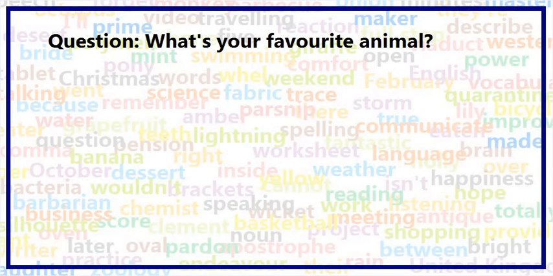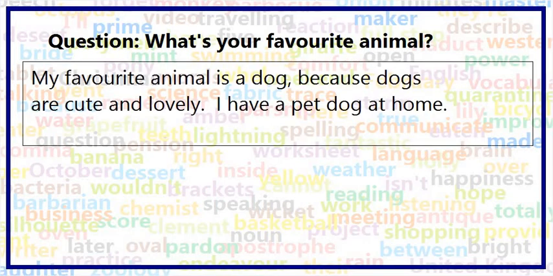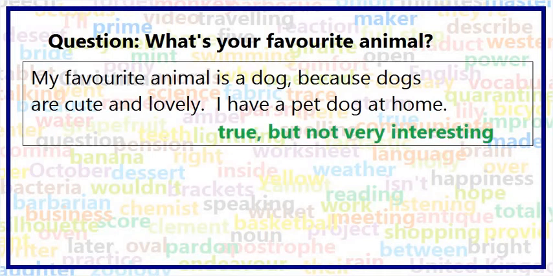Let's look at this question as an example. What's your favourite animal? You might be tempted to say, my favourite animal is a dog, because dogs are cute and lovely. I have a pet dog at home. Now, while this answer is okay, it's not very interesting. It is true, but so many people will choose a dog or a cat as their favourite animal. The vocabulary level is low, and I think we can do much better.